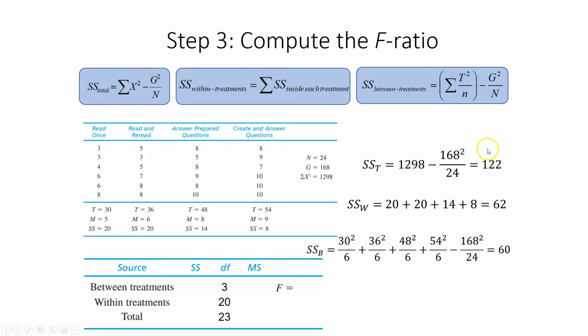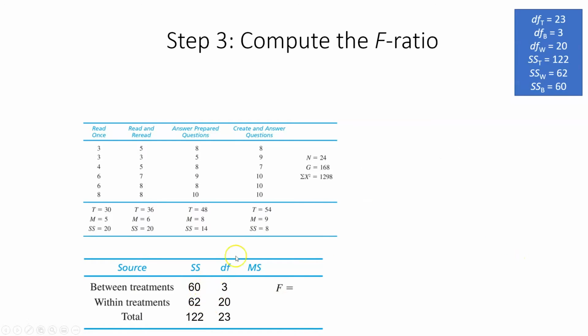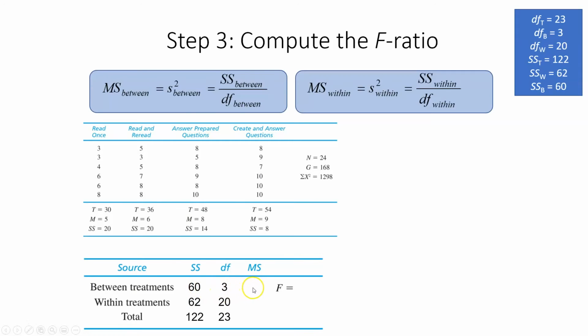So let's take those three values, put them in the table right here, and then finally we need to figure out our mean squares, our variance, our variability here, which is, of course, as you know, SS over DF. So we're figuring out that SS over DF for between and SS over DF within. So 60 over 3 is, as I showed you up here, the formulas. 60 over 3 is 20, and 62 over 20 is 3.1. So we put those in the table there.